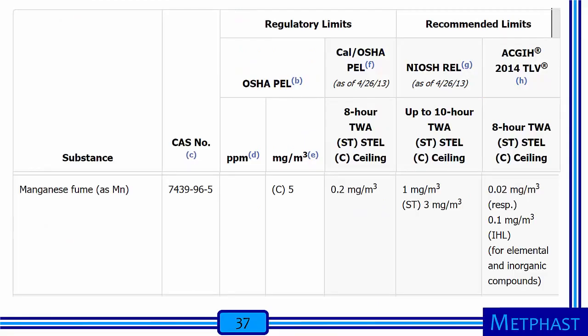Here I show an example for manganese fume. This substance has dramatically different occupational exposure limits. The OSHA PEL is 5 milligrams per meter cubed as a ceiling level. The NIOSH RELs are 1 milligram per meter cubed as a time-weighted average and 3 milligrams per meter cubed as a short-term exposure limit. The ACGIH TLVs, in contrast, are much lower, 0.02 milligrams per meter cubed for respirable particles and 0.1 milligram per meter cubed for inhalable particles.